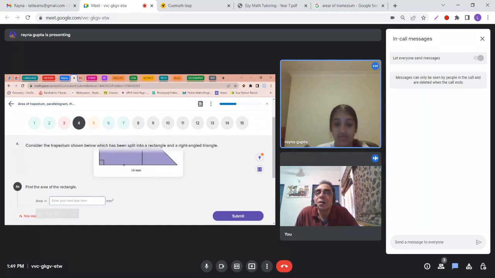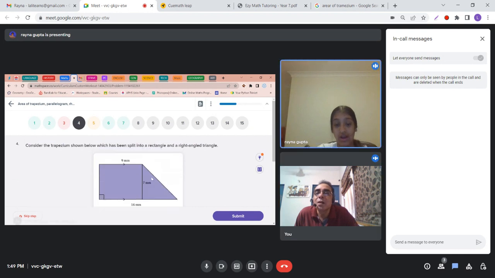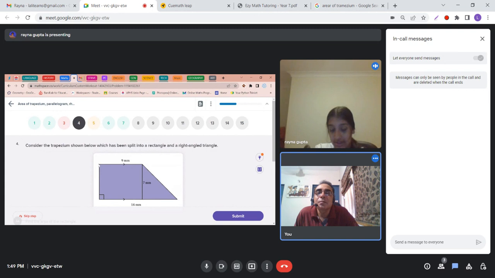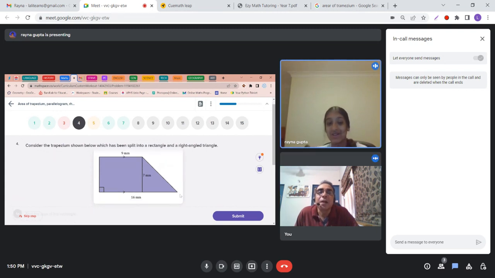Find the area of the rectangle only. How much is the area of the rectangle? It's this, so it will be 9 times 7, which will be 63.